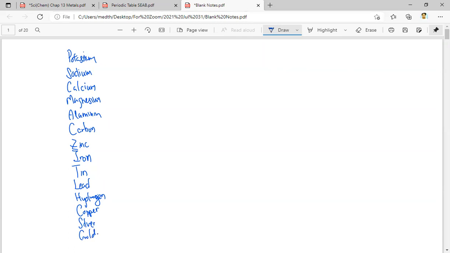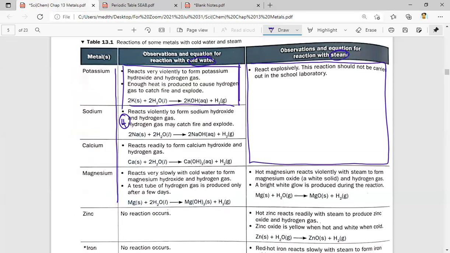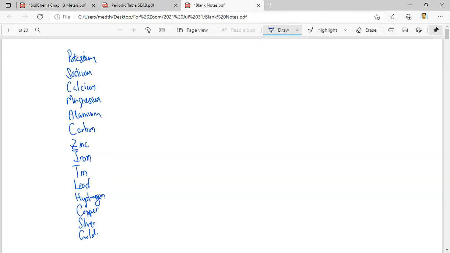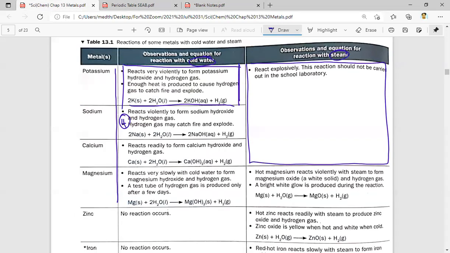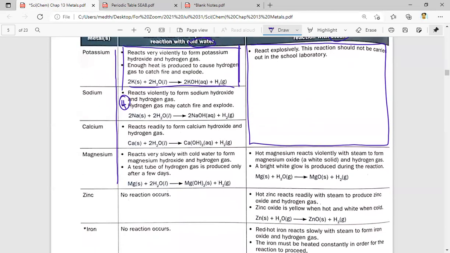Okay, now, as we've seen in the textbook, only the first four react with cold water. So 1, 2, 3, 4. These four react with cold water. Now, what is the product of it? You can see here the metal plus the water, cold water, you actually get the metal hydroxide plus hydrogen gas. So all of them will always produce hydrogen gas.